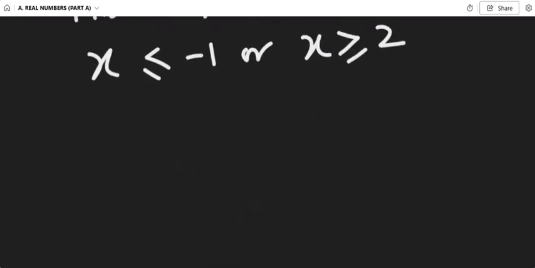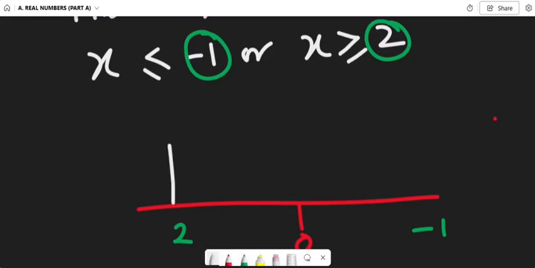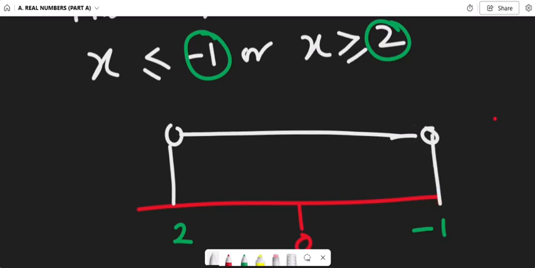For you to express this on a number line, you are going to have it this way. First, you need to draw your number line, and second thing, you have to have a center, which is 0. Then, since our x is greater than 2, that means the 2 is going to be at this side, and our x is less than -1, then it's going to be at this side. So how do we do this now? We put this circle, then circle. So that's how you express it.